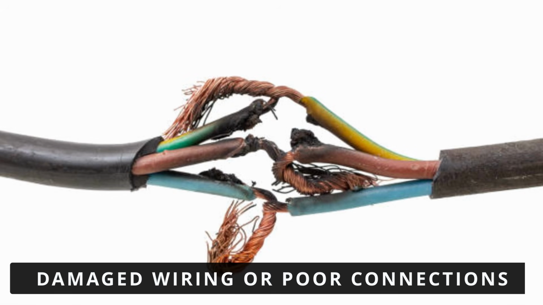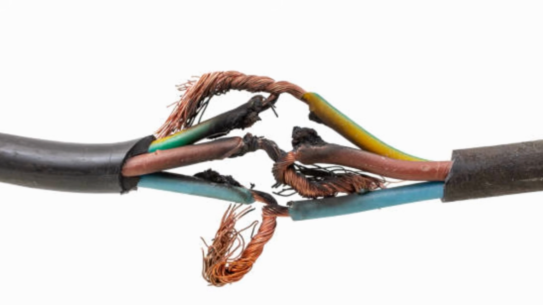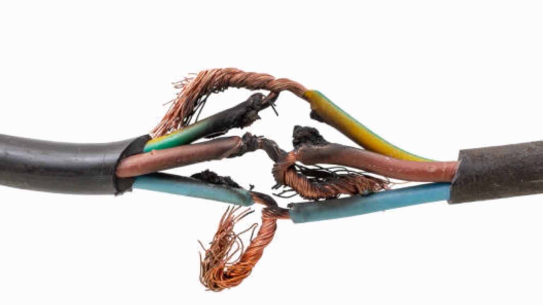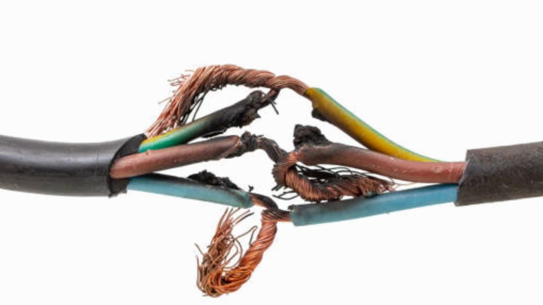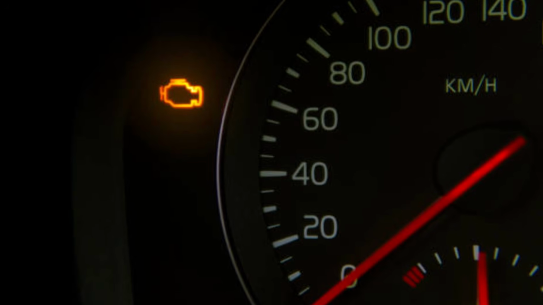Damaged wiring or poor connections between the ECM and the oil pressure sensor can also cause the P06DD code. Broken wires or corroded connectors can interrupt the signal, making it seem like there's an oil pressure issue when there really isn't. If you get the P06DD code, don't ignore it.